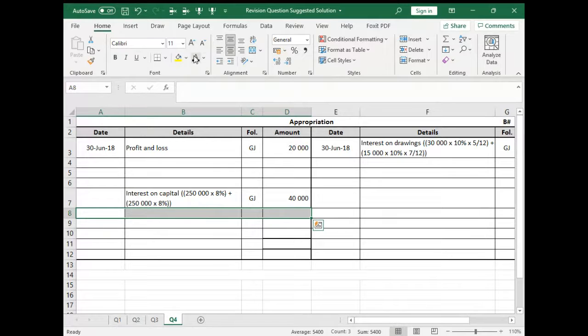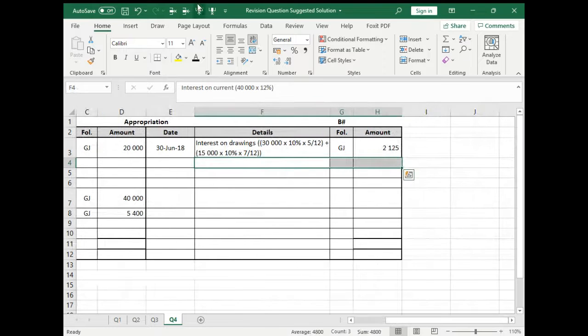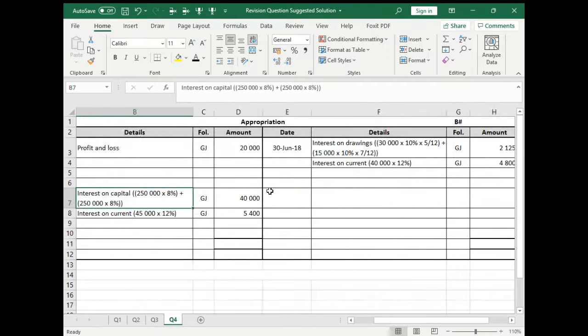okay, so they actually did it separately. So they did interest on current account, the 45,000 for Mayer was 5,400, and then they did the one for Lebogo on the credit side. You can also net it off because it's interest on current and just show me the net amount. That would also be correct.